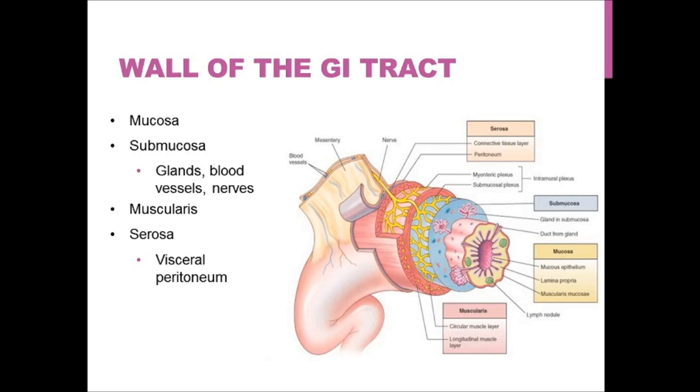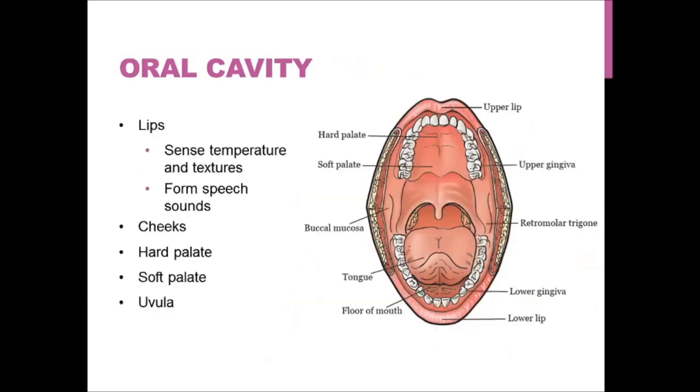The oral cavity is our mouth, and it's going to consist of everything that you can see in your mouth. So the lips are your outermost portion of your mouth, and they're going to sense temperatures and textures before they enter your body. They also help us in forming speech sounds. You may notice different languages move their lips differently than others, and it's hard to create sound without moving your lips unless you are a ventriloquist.